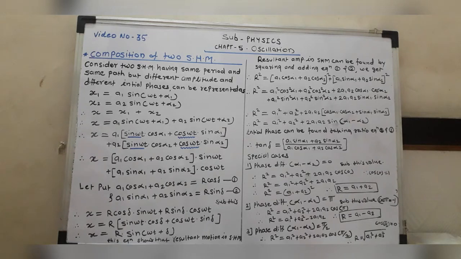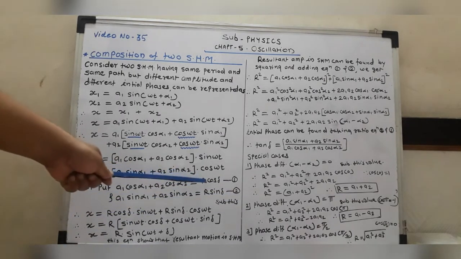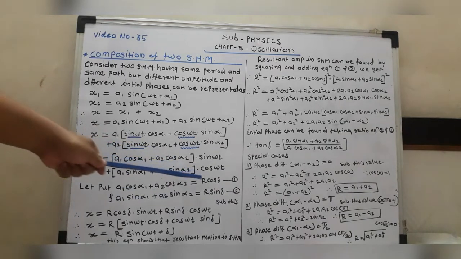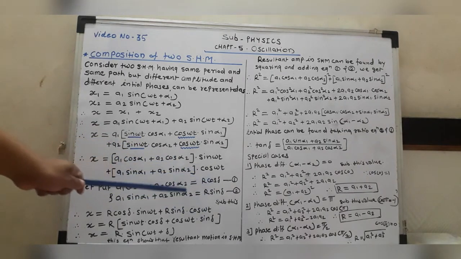Now we have to see how to find the resultant amplitude and the initial phase. The initial phase cannot be asked in your exam or numericals, but the resultant amplitude you must be able to find. The resultant amplitude in SHM can be found by squaring and adding equations 1 and 2. For that purpose we square and add these two equations, and solve this shortly.